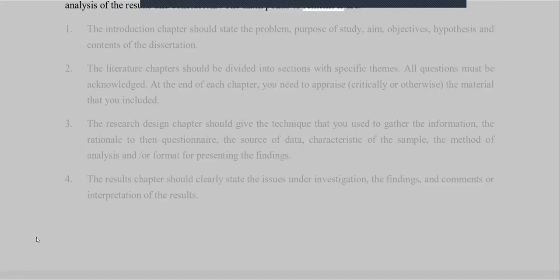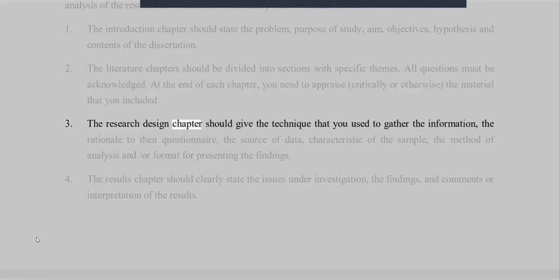The main points to remember are: 1. The introduction chapter should state the problem, purpose of study, aim, objectives, hypothesis, and contents of the dissertation. 2. The literature chapters should be divided into sections with specific themes. All sources must be acknowledged. At the end of each chapter, you need to appraise, critically or otherwise, the material that you included.